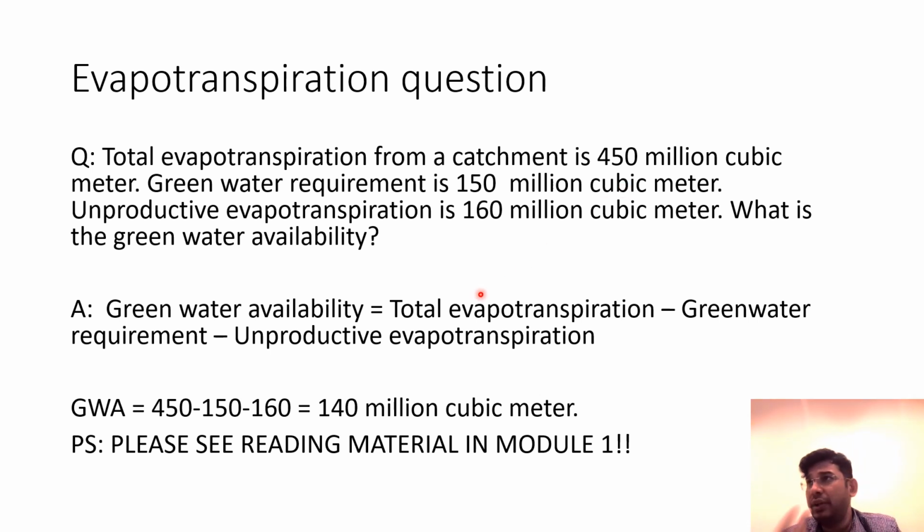And during winter and at other times, there will be, of course, unproductive evapotranspiration that you can't call green water available. So you have to take that away. If you take from total evapotranspiration these two things away, that's just the green water available. Okay, very straightforward. Again, please read the reading material because it has one or two additional steps of complexity, but the idea is quite simple.